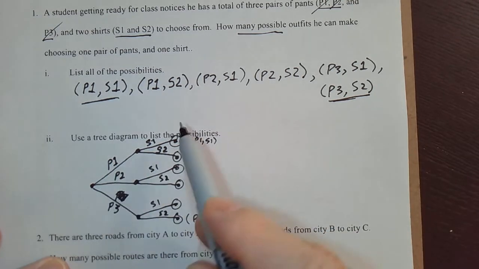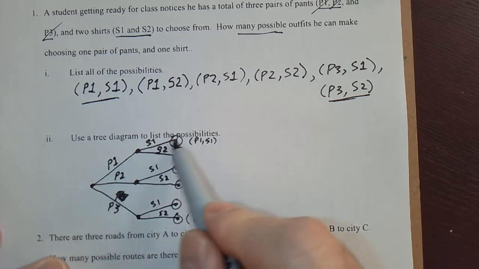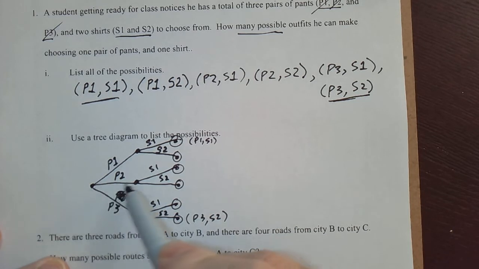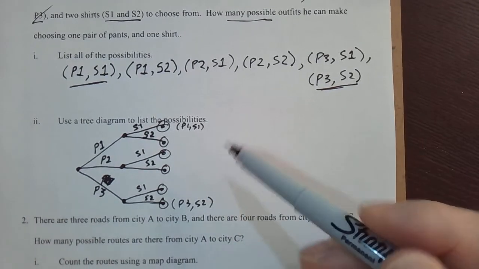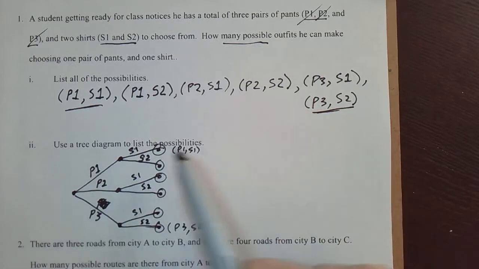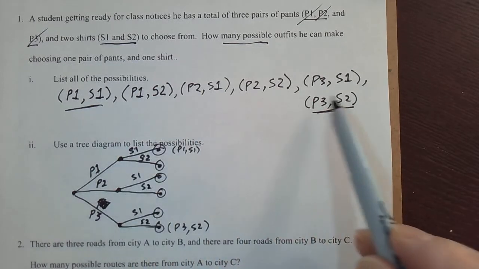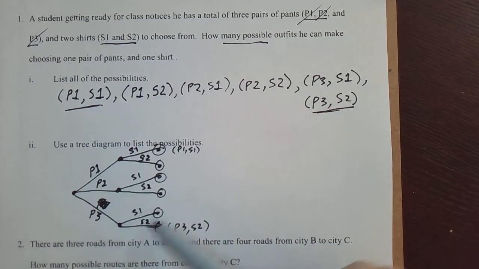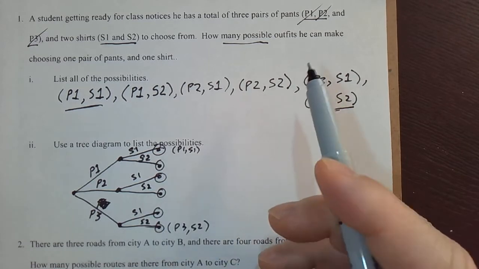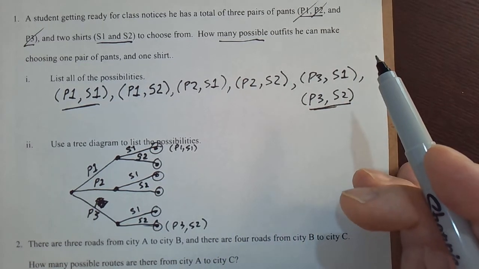So let's count up the paths. 1, 2, 3, 4, 5, and 6. So we could have done it either way, really. If all you needed to do is count them, you could have written all of these pairs out, or you could have drawn this tree diagram, and it works every time that way.